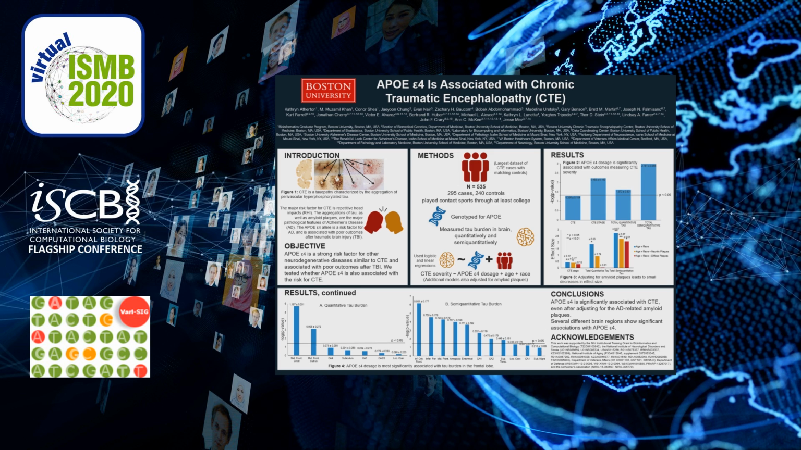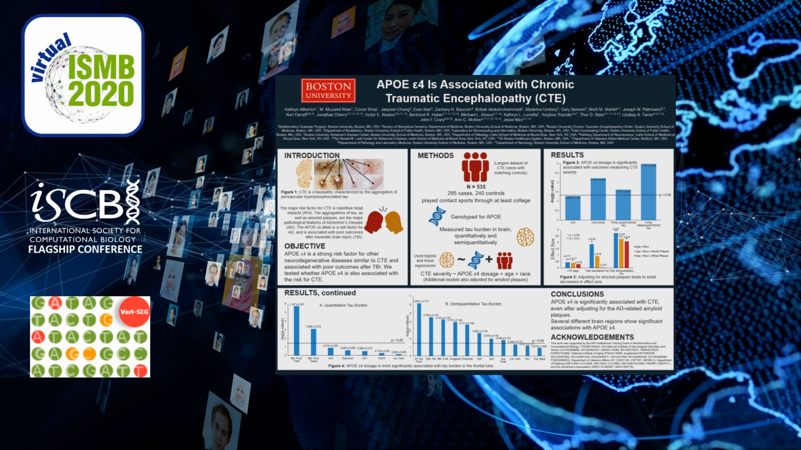To do so, we used the largest dataset of pathologically confirmed CTE cases with matching controls. It is important to note that because this is human data, collecting controls that match the cases in terms of contact sports played and duration of play is difficult. We have 535 subjects, 295 of which were adjudicated to have CTE, and all of whom had substantial exposure to RHI, mostly from contact sports and military service.